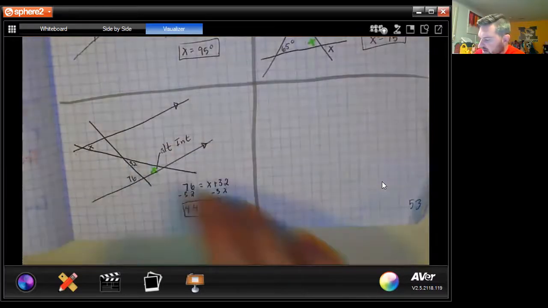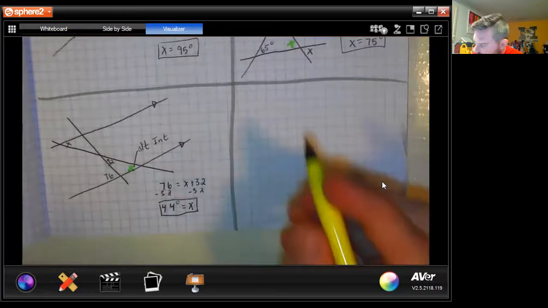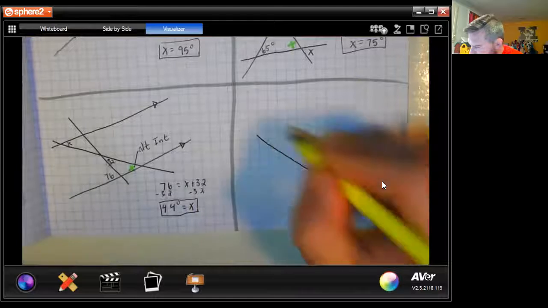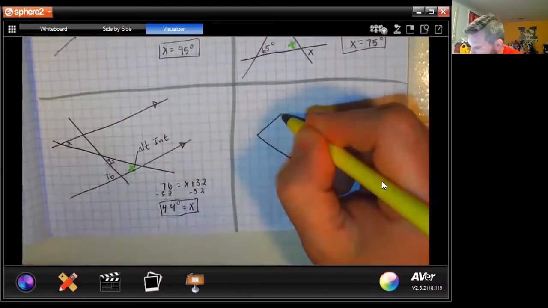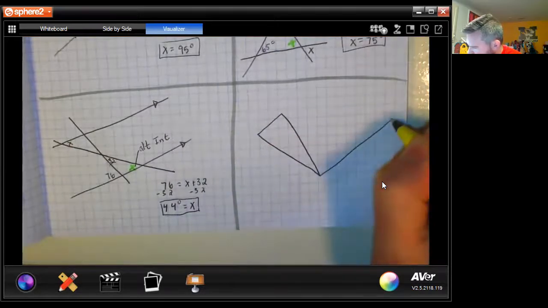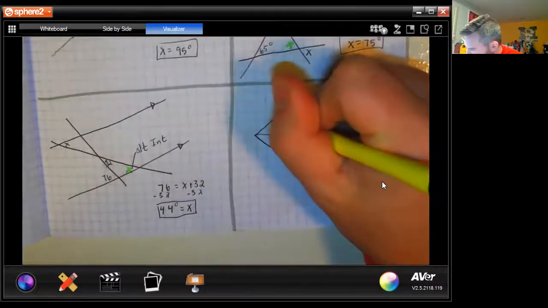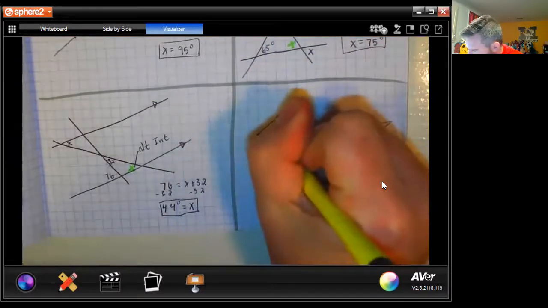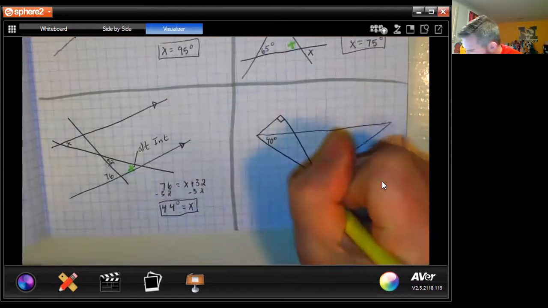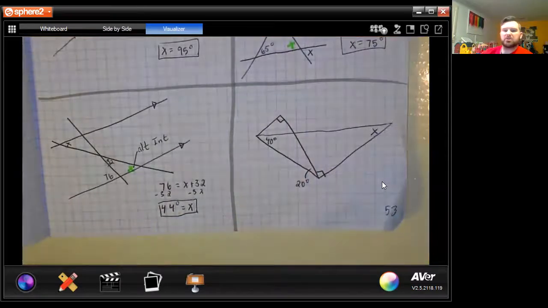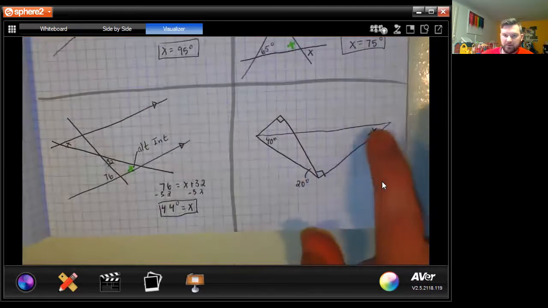Those are kind of like puzzles. So the next one's going to be even more of a puzzle. These are a bit tricky to draw. On some of these, you may have to find other angles before you actually get to whatever the x is.